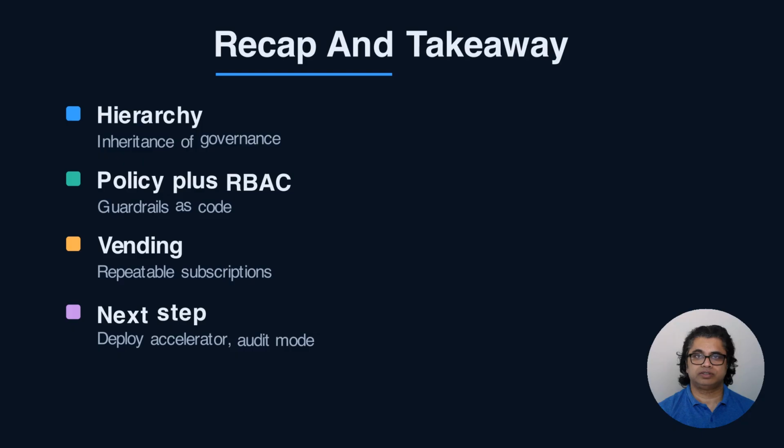Your one concrete next step: deploy the Azure Landing Zones Accelerator from the portal into a test tenant, then turn on policies in audit mode and watch the compliance dashboard before you flip anything to deny. That single exercise teaches you more about how governance inheritance behaves than any diagram. Build the box first, then let teams move fast inside it.